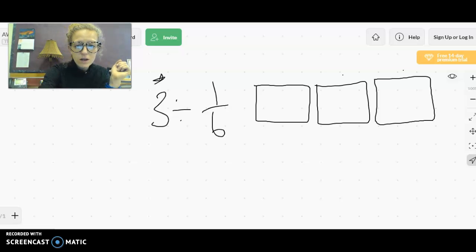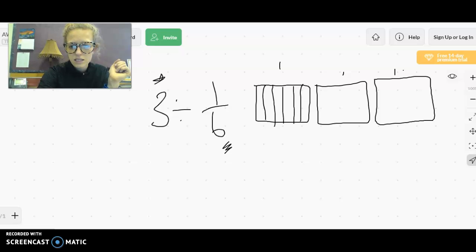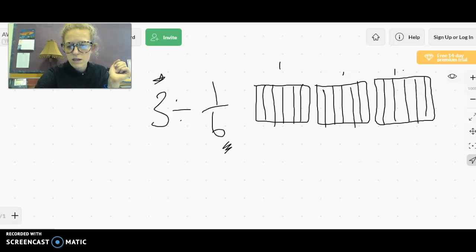Anyways, so I have my 3 holes, and I'm dividing them into how many? Into 6s. It's going to be skinny little slices. So 1, 2, 3, 4, 5, 6. 1, 2, 3, 4, 5, 6. Very good. Let's do one more. 1, 2, 3, 4, 5, 6. Beautiful. All right, let's count them up.